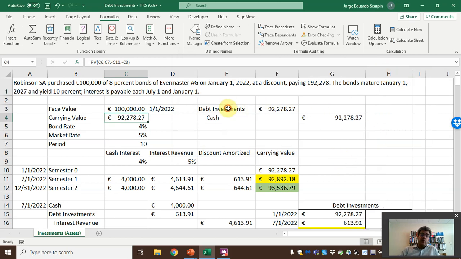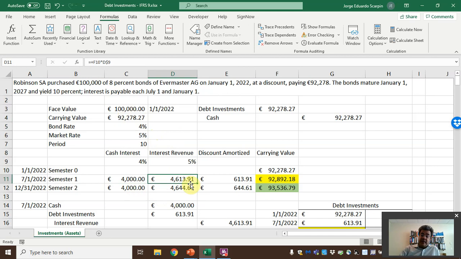So here, what is our journal entry? Debit investments and credit cash, present value. It is different from US GAAP. They have some discounts and premiums on bonds, and it's quite complicated. So here, it's easier. This is our amortization schedule. At the end of the first semester, our carrying value is our present value. Cash interest, 4,000 per semester.